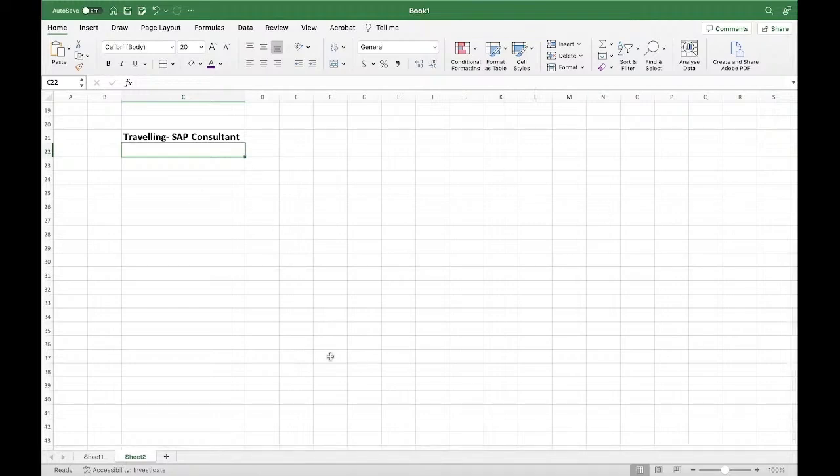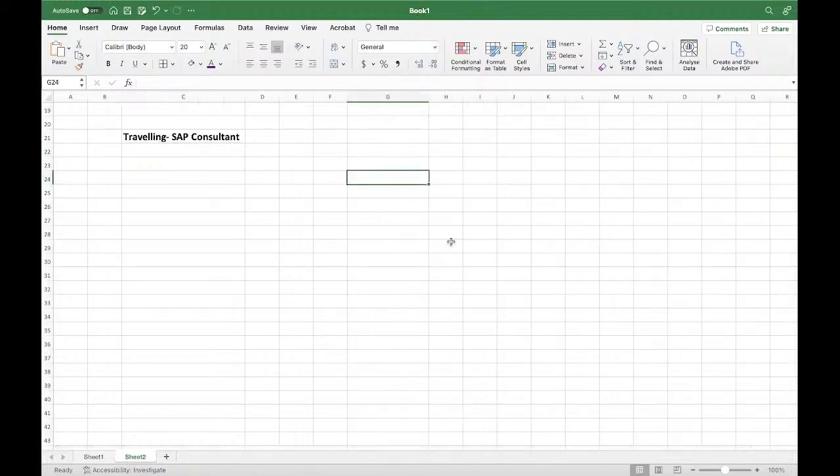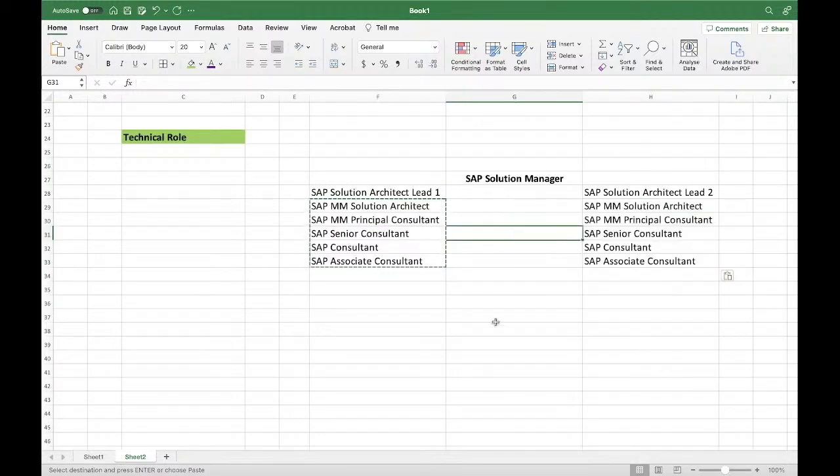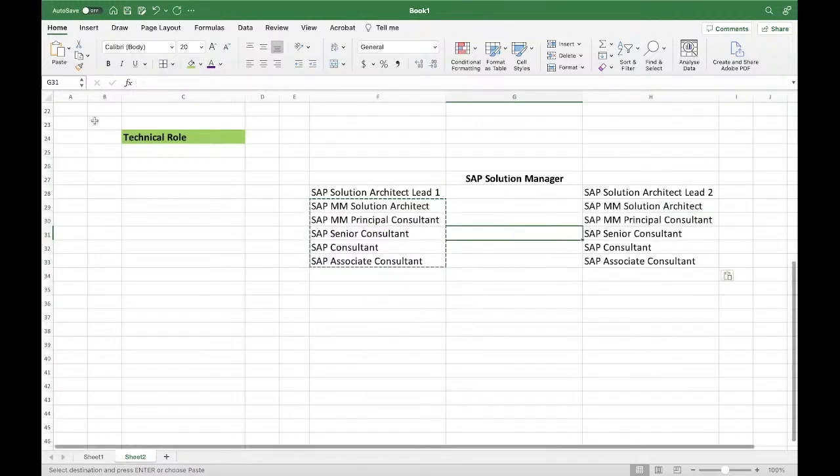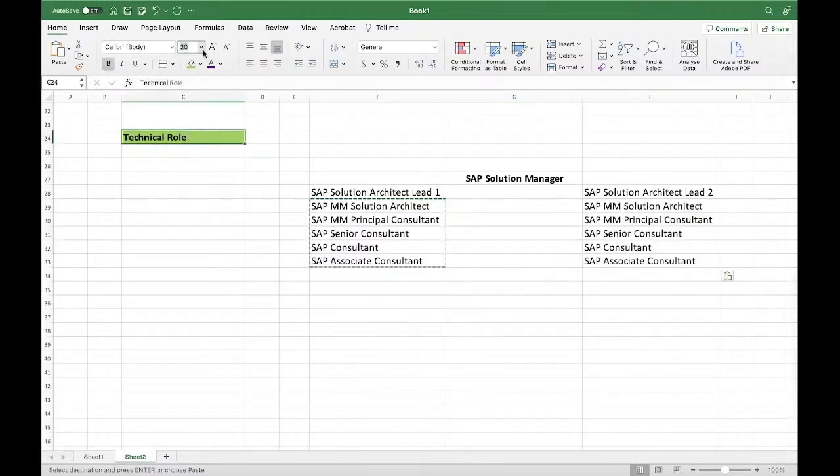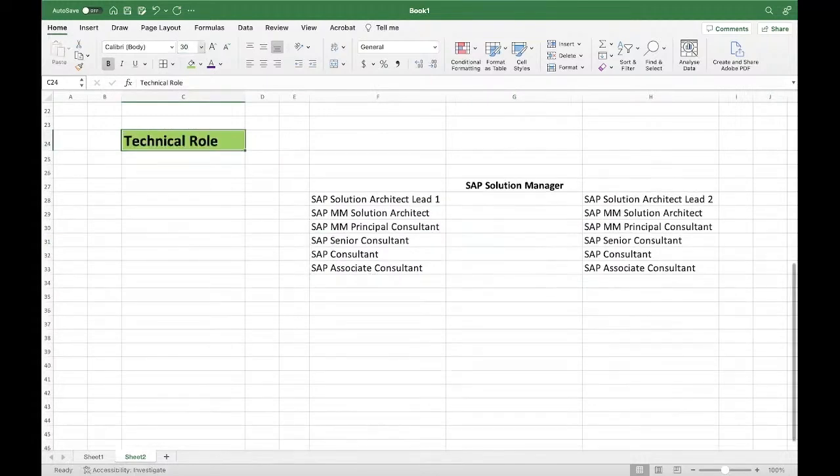Triangle curve. Okay, let me make it. For example, if you see the technical way, you are planning your career in mostly technical.